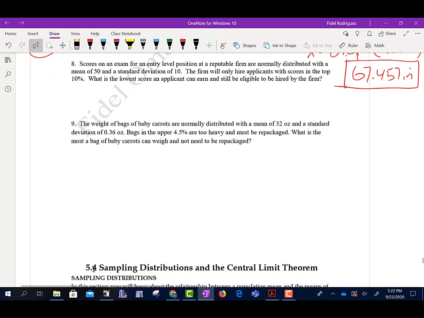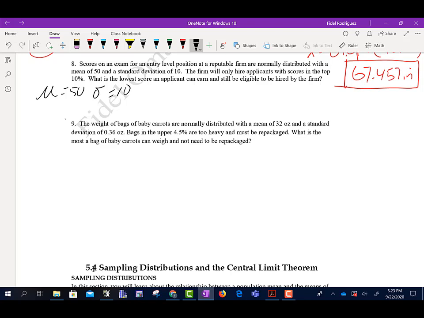All right. So, question number 8. Scores on an exam for an entry-level position at a reputable firm are normally distributed with a mean of 50. Okay, so let's go like this. First thing we know, the mean is 50, standard deviation of 10. It says the firm will only hire applicants with scores in the top 10%. What is the lowest score an applicant can earn and still be eligible to be hired by the firm?